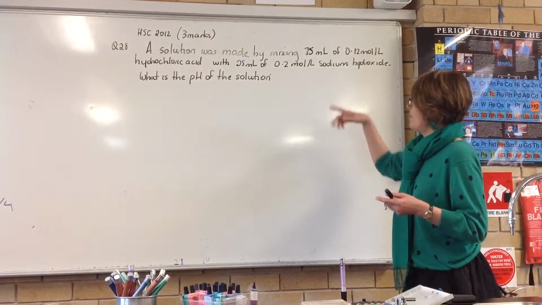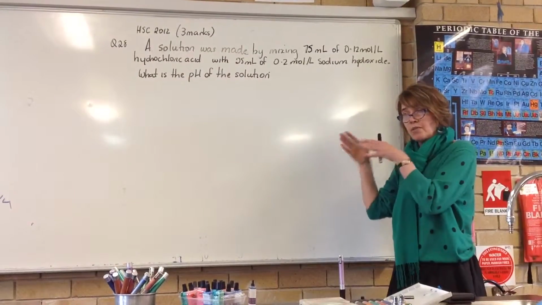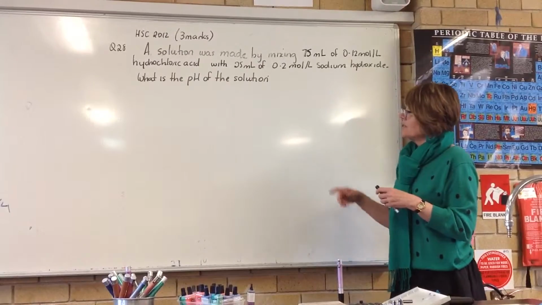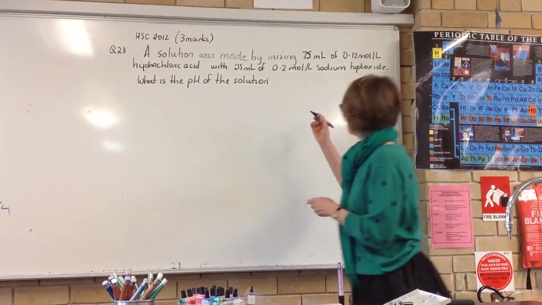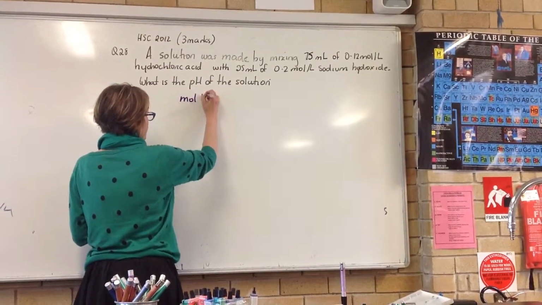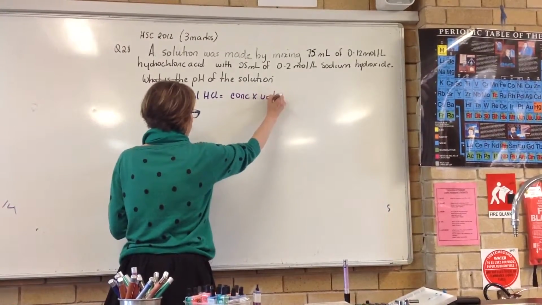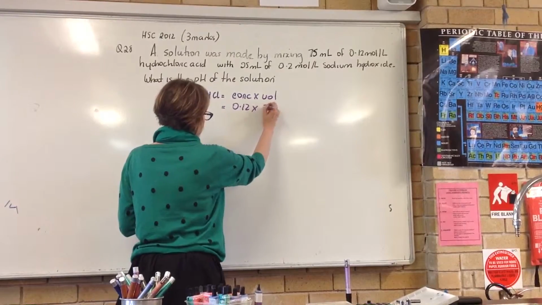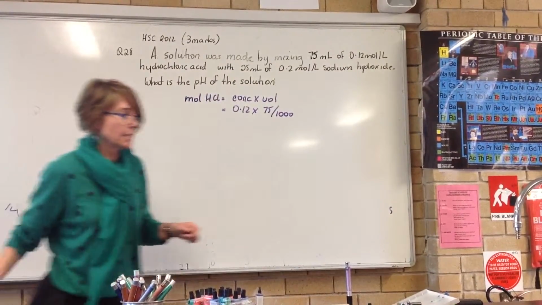But these are all set up so that one is going to be in excess, and it's the one that we've got too much of that's going to lead to a resultant pH. So our procedure will be to work out the number of moles of each that we're starting with. So for hydrochloric acid, the moles of HCl that we're starting with will be concentration times the volume. The concentration is 0.12 times the volume of 75, but remembering to convert it into litres.